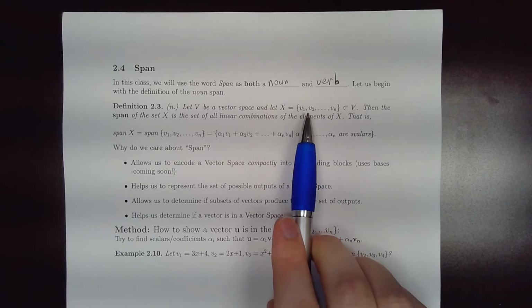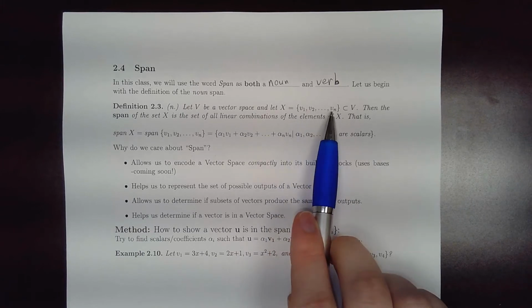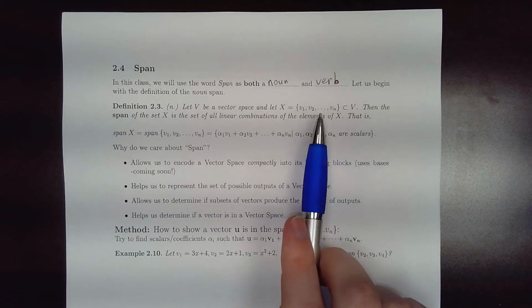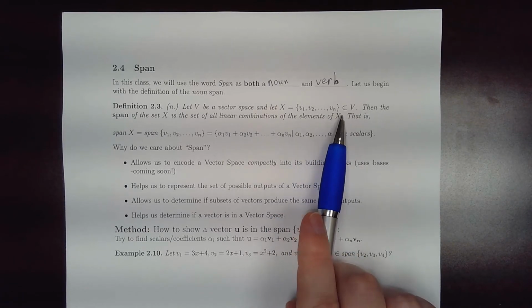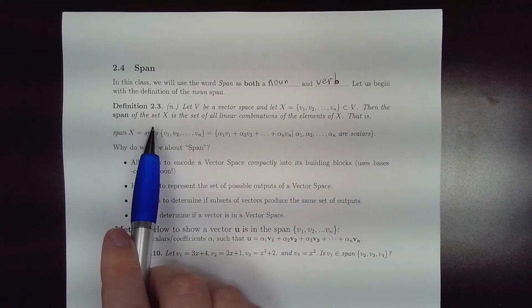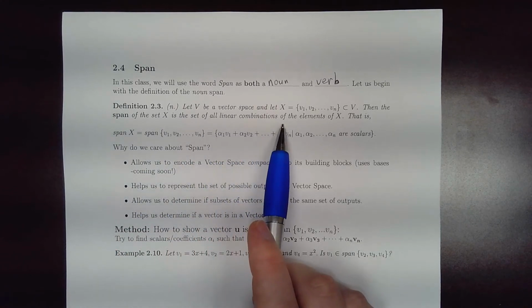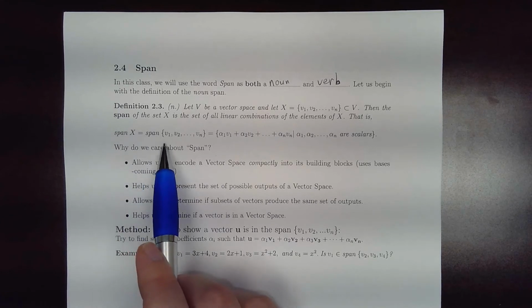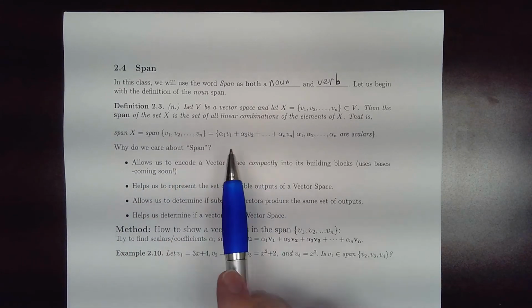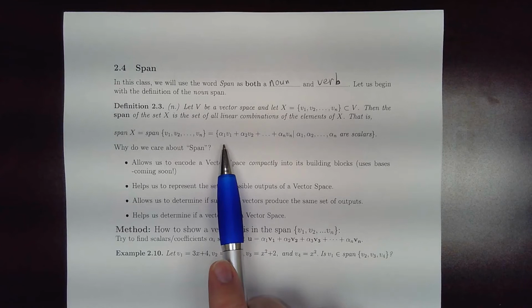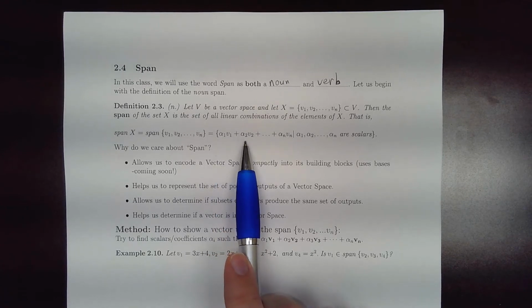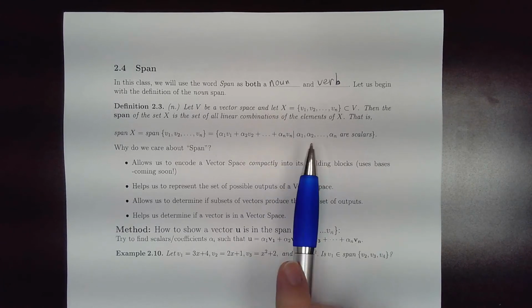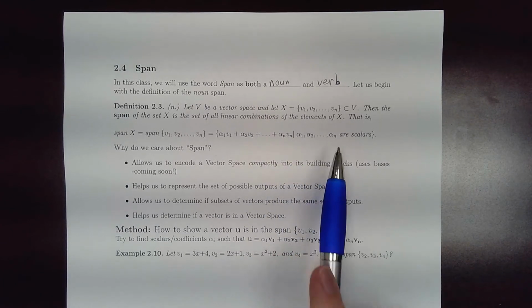So here we're saying that all of these vectors are part of this bigger vector space, but we're not going to use all the vectors from V. We're only going to use some finite subset of them. Then the span of the set X is the set of all linear combinations of the elements of X. That is, the span of X is the span of those vectors v1 through vn, which is equal to the set of all alpha 1 v1 plus alpha 2 v2 all the way through alpha n vn, where alpha 1 through alpha n are scalars.